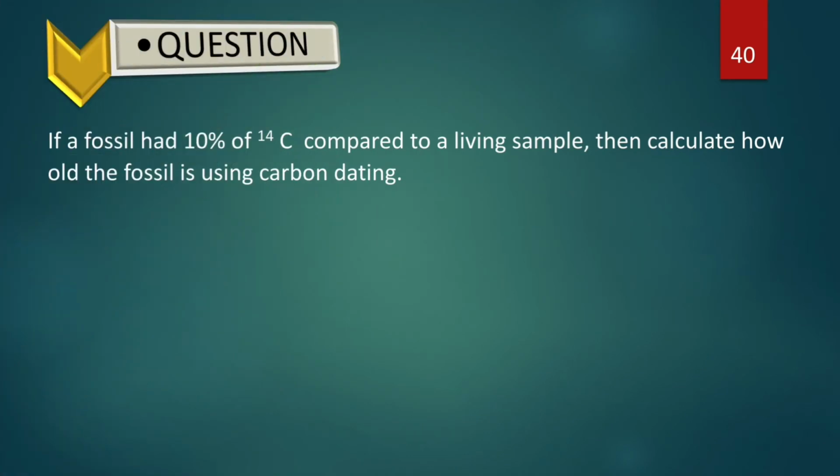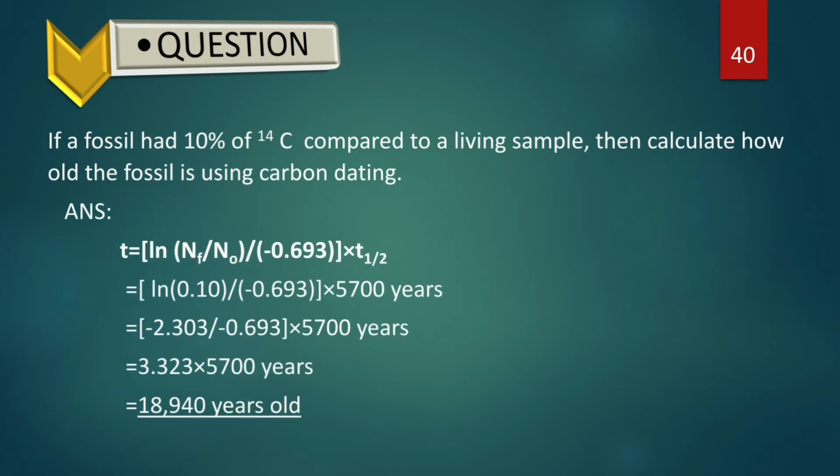Here comes a question: if a fossil had 10% of carbon 14 compared to a living sample, then calculate how old the fossil is. It is asked that it should be calculated using carbon dating. So the values are given, and the question is very direct. Just applying the earlier equation, we will get that the sample is about 18,914 years old.